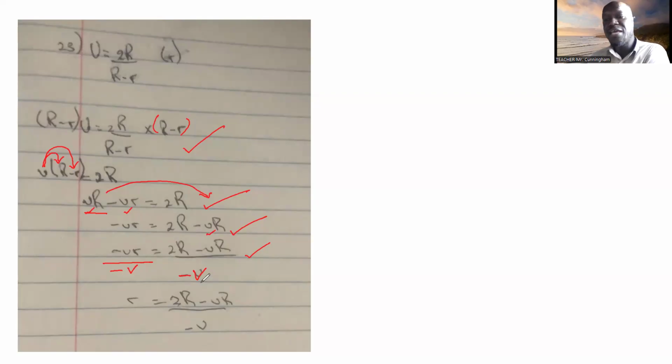So I placed the negative VR on the other side and made it positive. But you just worked it like that. This is correct. So her answer is 2R minus VR over V. Very good. Very good. It is correct. It is correct. Yeah, cool.